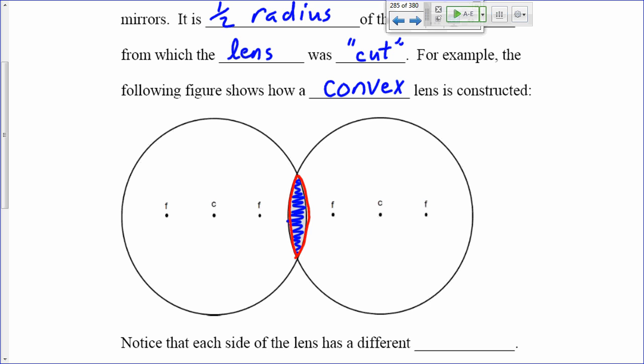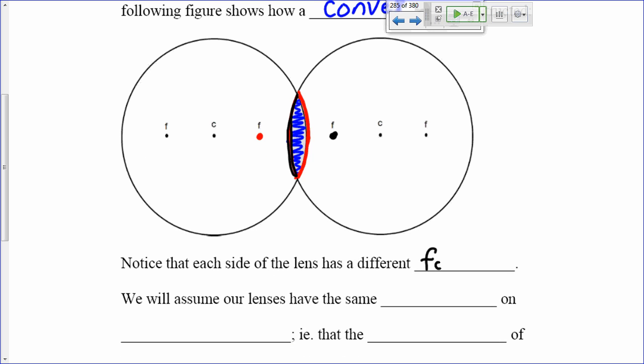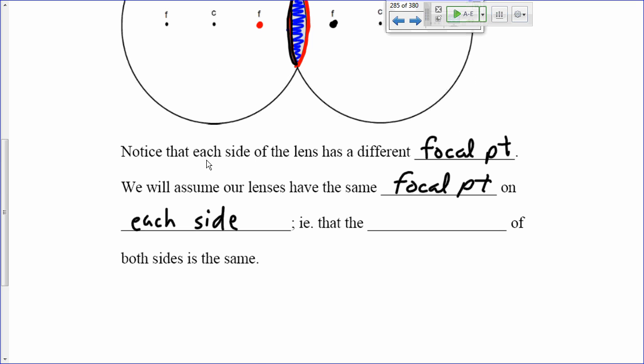Notice that this has two focal points. I have a focal point over here that corresponds with the right-hand side, and then I have a focal point over here that corresponds with the left spherical side of the lens. So each side of the lens has a focal length, a focal point. We'll assume that our lenses have the same focal point on each side. Though you can have lenses that have different focal lengths on either side, most of them are going to be the same. Most lenses that you'll deal with, whether in instruments or whatever, have the same curvature on both sides, but you can have lenses that have one focal point on one side and another on the other side.